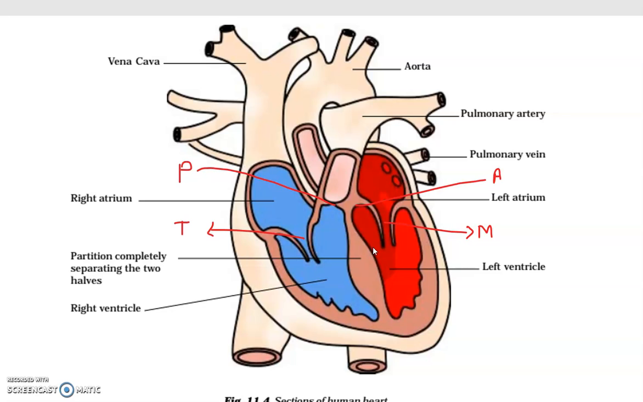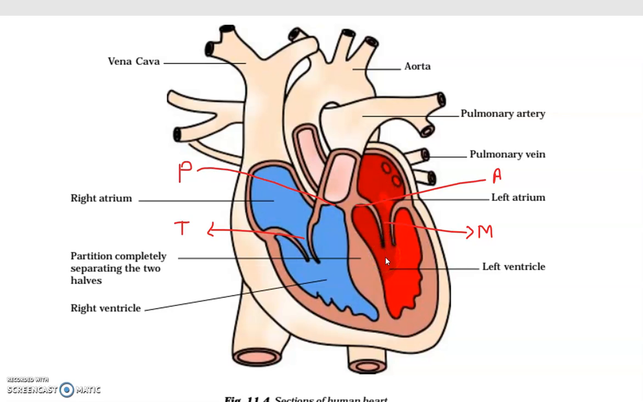But all the heart muscles don't contract at the same time, right? So what happens exactly? See these two auricles here and here. This is your left auricle or atrium, and this is your right auricle or atrium. What happens is the two auricles contract first, and when they contract, the blood from here goes here. At the same time, the blood from here goes here.